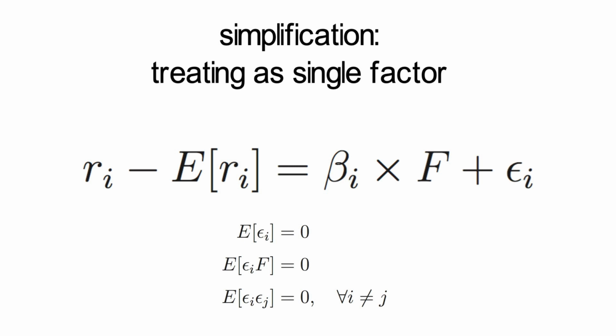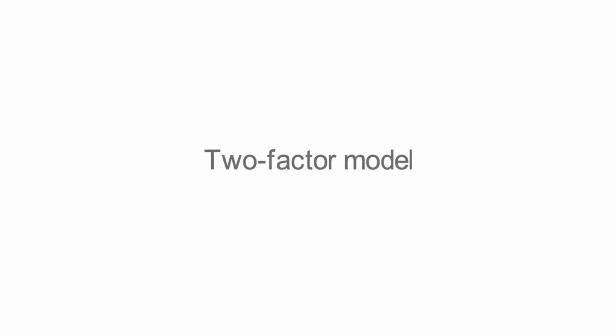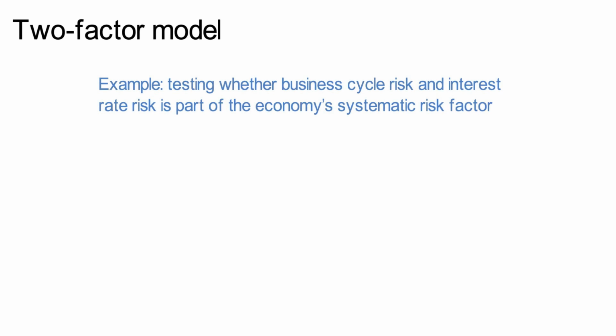Now the next more general linear factor model is a two-factor model. As an example, consider that we would like to test whether business cycle risk and interest rate risk is part of the economy's systematic risk factor. So we would say that GDP and IR capture unexpected innovations to GDP growth and unexpected innovations to the 1-month nominal interest rate.